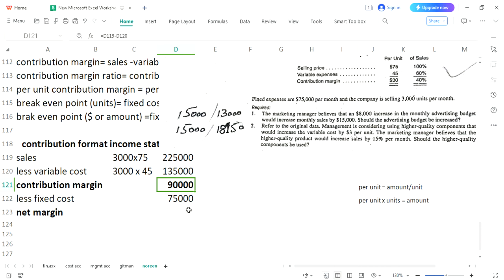Okay, and the last step is to calculate our net margin. For net margin, you will subtract your fixed cost from the contribution margin. Look here, fixed cost is to be subtracted. So your contribution margin was 90,000 and you subtract your fixed cost, which was 75,000. This way you have calculated it. So over here you can see your answer: the net margin has arrived, that is 15,000.